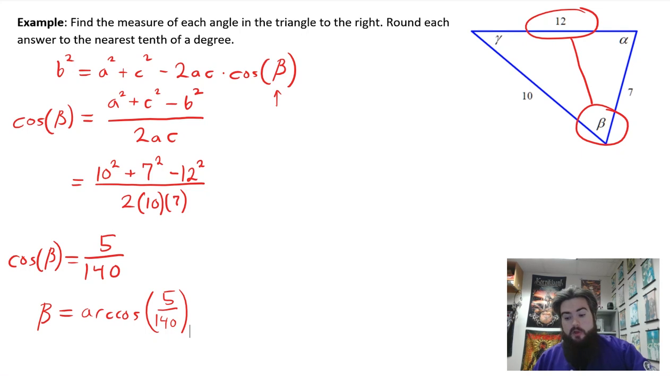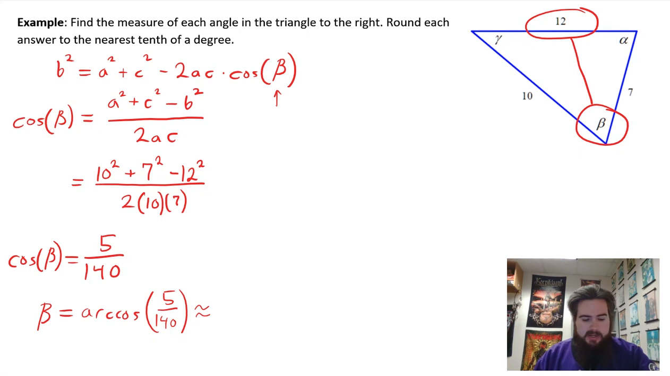Now I know this should be the largest angle measure, but I already know at this point that the angle measure I get is not going to be obtuse. This is because the input on arc cosine is a positive fraction of 5 over 140. If I had a negative, then I would be expecting a value between pi halves and pi, or in degree measure, 90 degrees and 180.